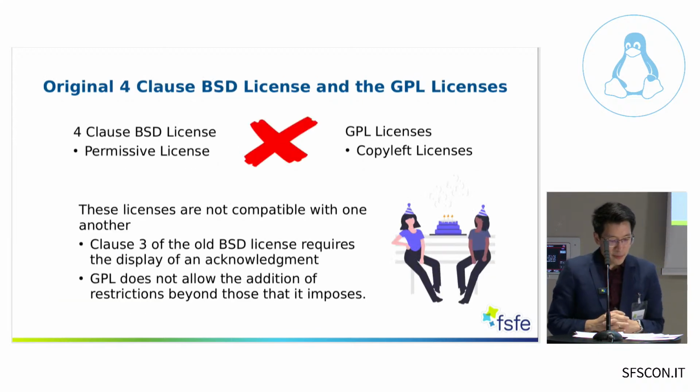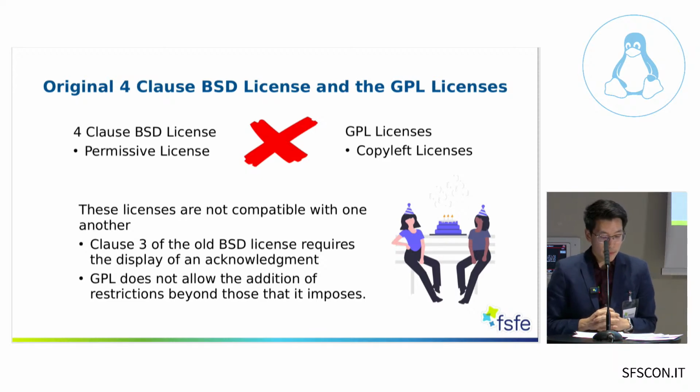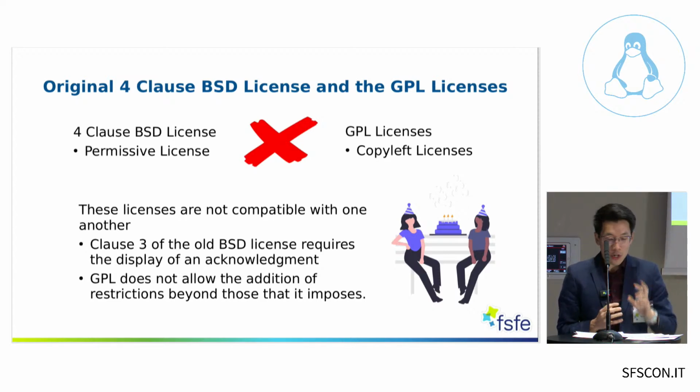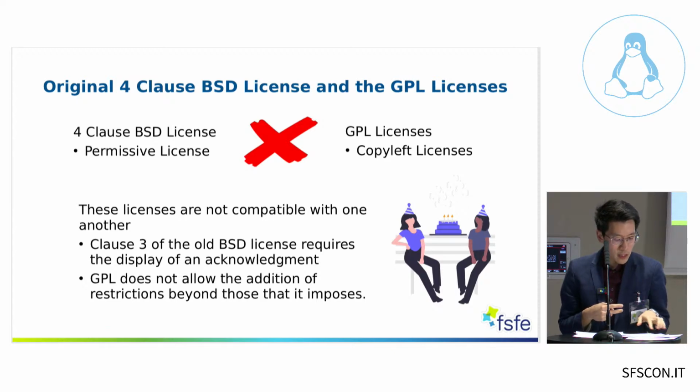Let's take a look at another example. We have the original 4-clause BSD license, which is considered to be incompatible with the GPL license. This is because the BSD license has an advertising clause requiring that all advertising materials mentioning features or use of the licensed software must display an acknowledgement. The acknowledgement basically reads something like: all advertising materials mentioning features or use of the software must display the following acknowledgement. This product includes software developed by the organization.